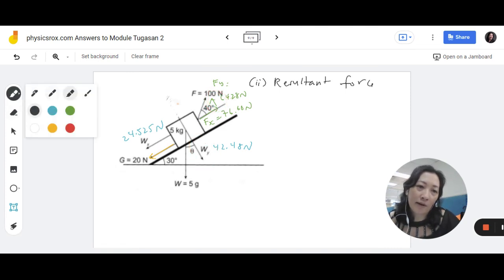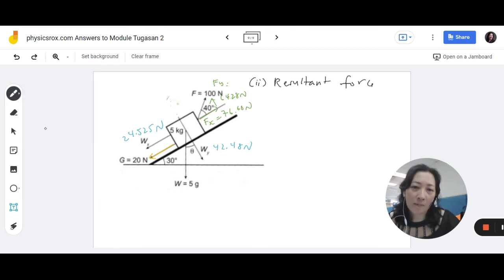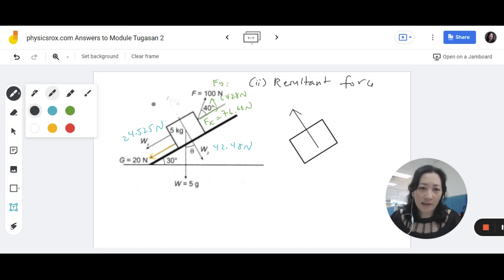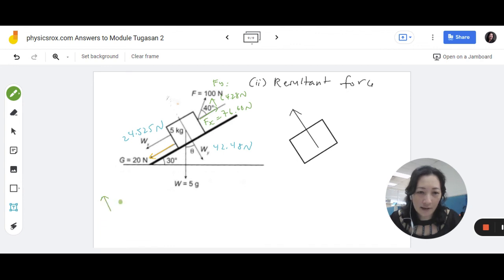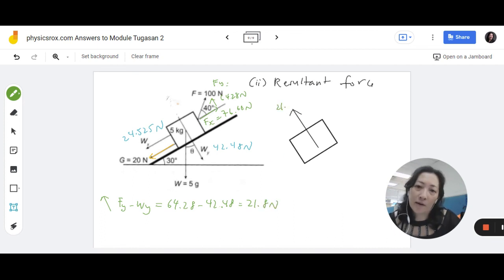So what you have here is a force acting upwards counted by Wy. That means if I were to draw it out, you have a force in this direction. Just redraw the object, rotate it. So what we have is the force acting upwards this way. In this direction, you have Fy minus Wy, because upwards is more than downwards. This is 64.28 minus 42.48, which gives us 21.8 Newton.